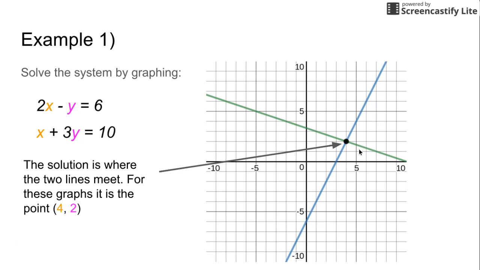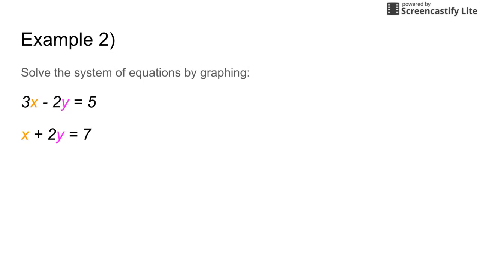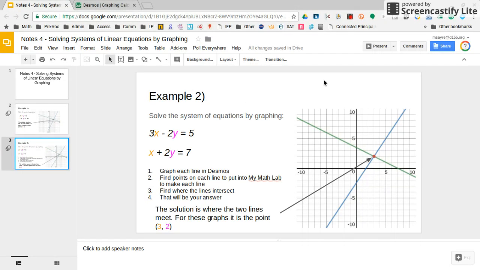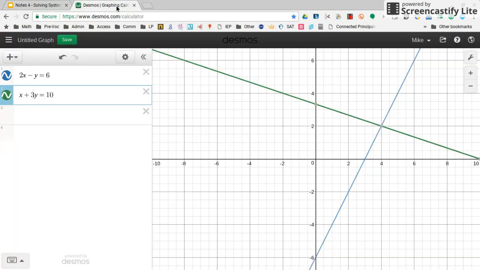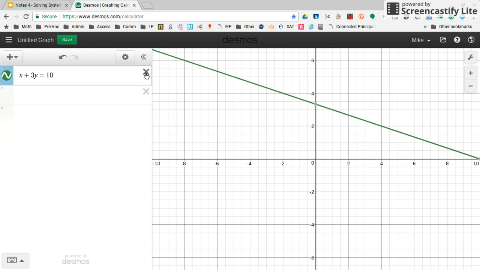So we move on to the next example, and I'll show you how I went through the process of graphing this. But the first 2 questions on your assignment are just going to ask you to pick out a point and label it. Here is the next one: 3x minus 2y equals 5, and x plus 2y equals 7. The first step is to graph each of these lines in Desmos. I'm going to show you how to do that right now. So you're going to come over here to Desmos.